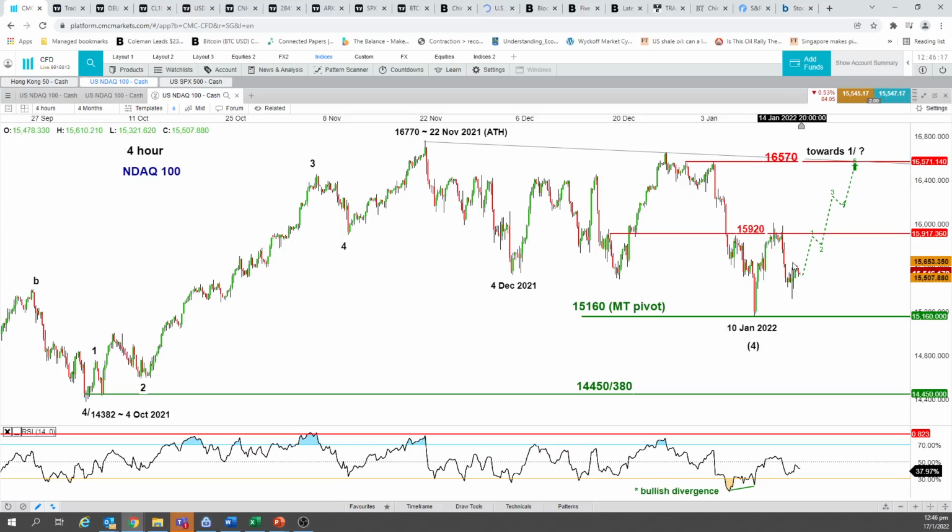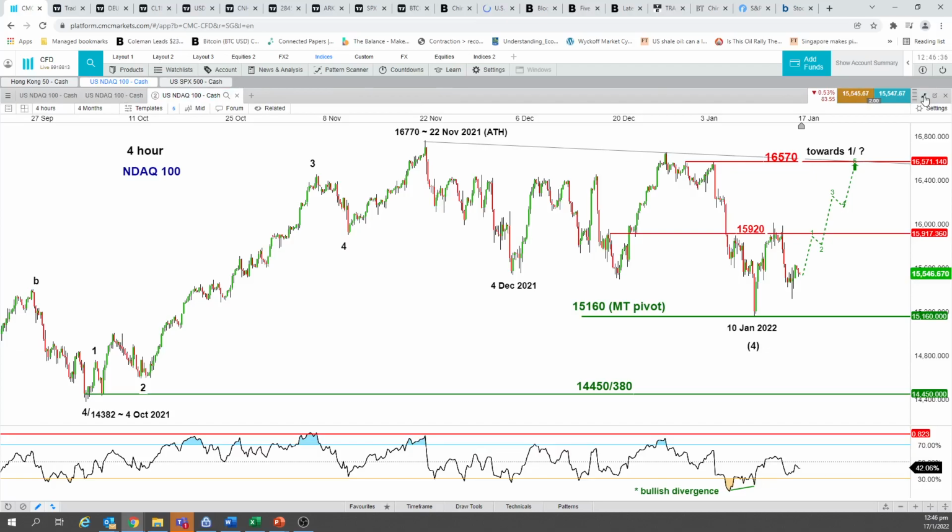But definitely if we start to see a daily close below 15,160, this is where we have to be very cautious, where the price action should take us down towards the October low again, to put it in a way, for another round of a weak corrective decline to 14,450/14,380.